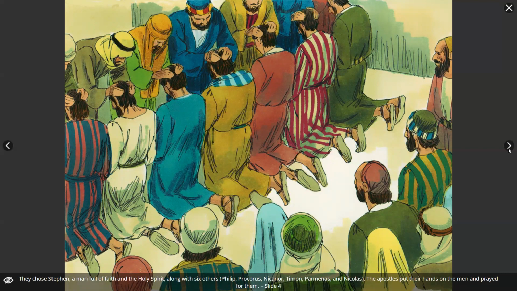Alejandro, can you see the bottom? Yes, sir. Read it, please. They chose Stephen, a man full of faith and the Holy Spirit, along with 6 others: Philip, Prochorus, Nicanor, Timon, Parmenas, and Nicholas. The apostles put their hands on the men and prayed for them. Very good.